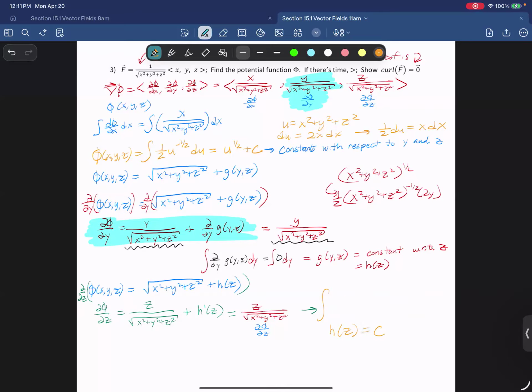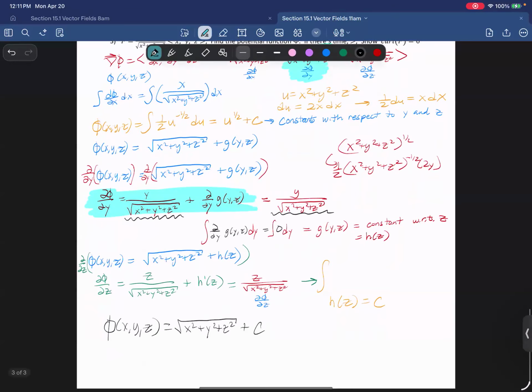We'll take that and plug that in up here. And our final answer is phi of x, y, z is just the square root of x squared plus y squared plus z squared plus a constant. Now, in this case, the g of y, z turns to h of z, turns to just a constant. Sometimes, like in problems on the homework and when we do tomorrow, 15.2, each of those will have a y component and then a z component. So it's not always just giving us a constant, but in this case it was.